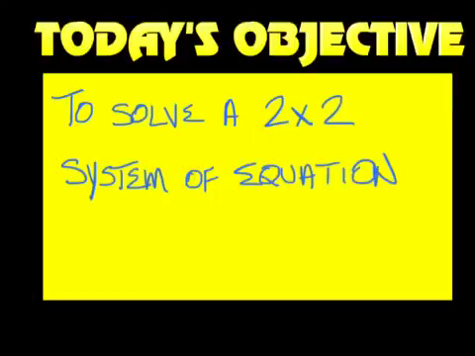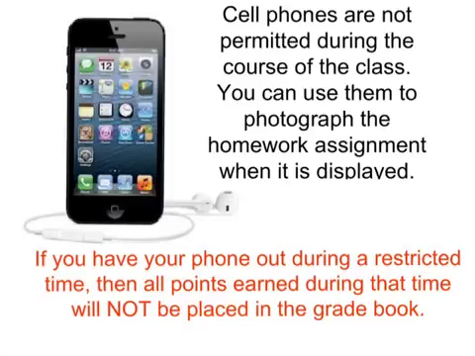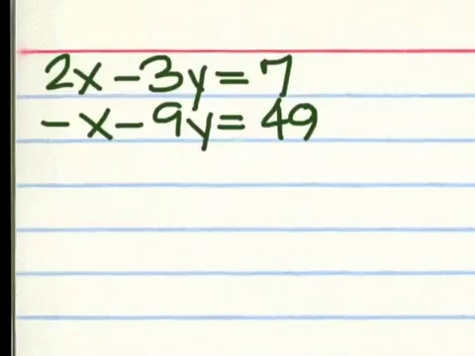To solve a 2x2 system of equations, you have the option of solving it algebraically or with a graph. For this problem, 2x minus 3y equals 7 and negative x minus 9y equals 49. We're going to do this with a graph first, and then we'll do it algebraically, and you can decide which way you're going to do it.